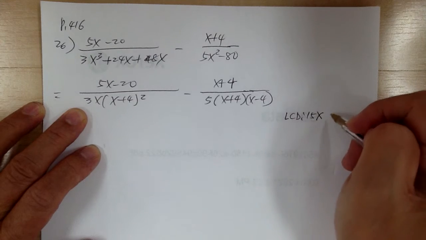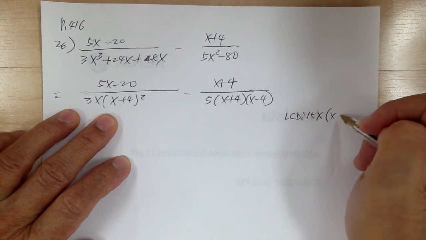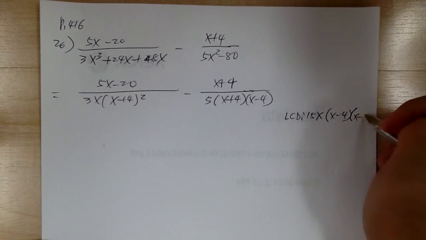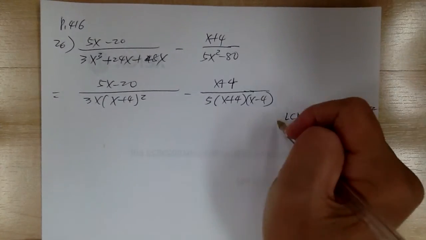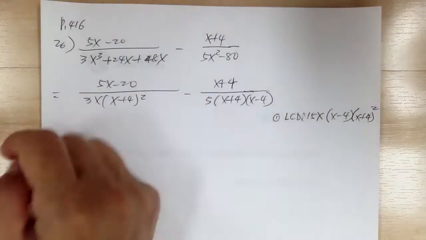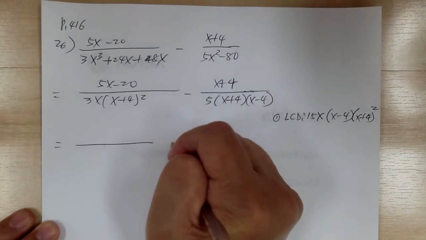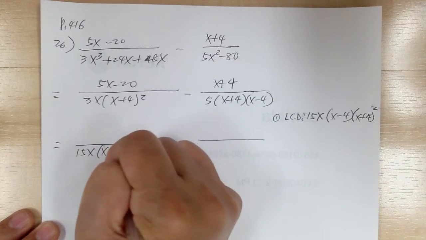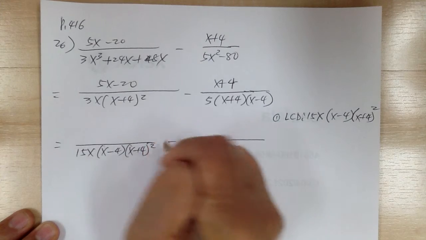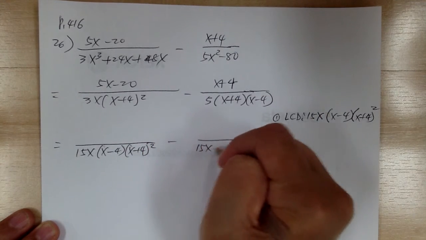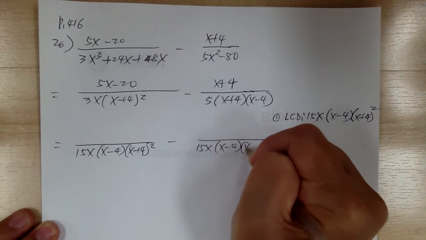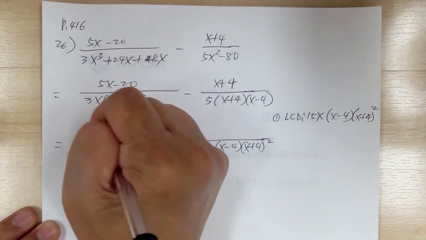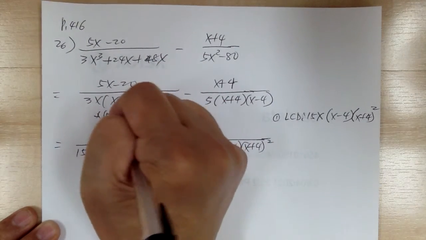So your LCD would be 15x and x minus 4 and x plus 4 squared. So that's the LCD. Let's go and get the LCD first. So you're going to get 15x, x minus 4, x plus 4 squared, and 15x, x minus 4, x plus 4 squared. So from here to here, you need to multiply by 5 and x minus 4.